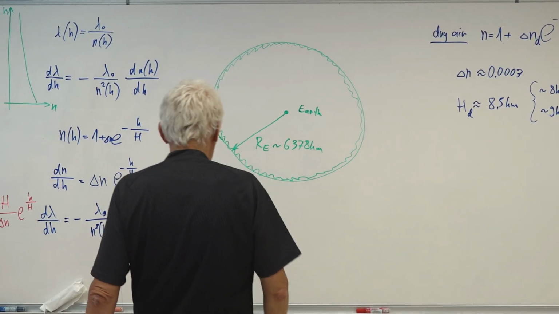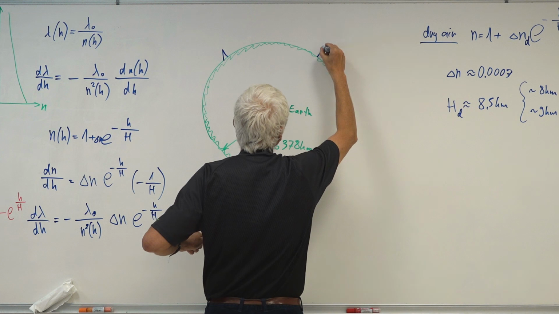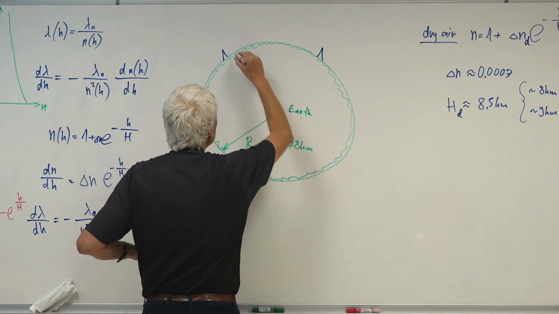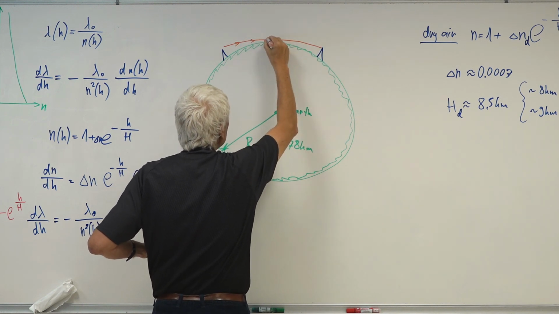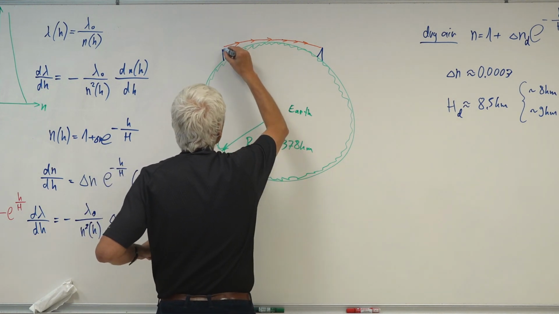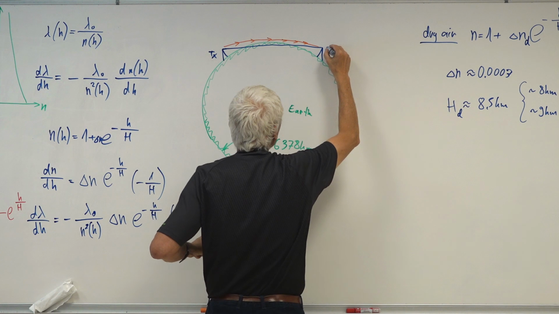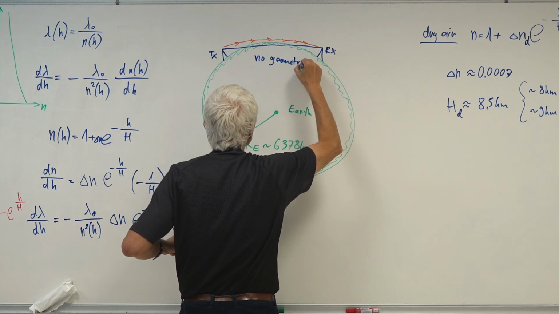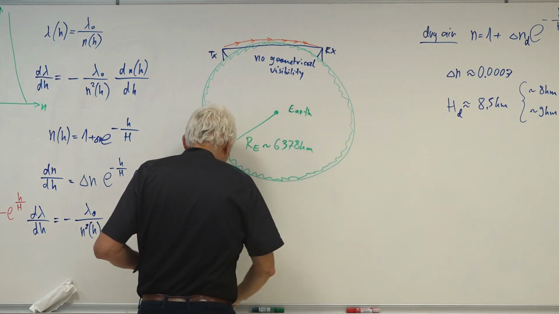What does that mean for the radio wave? If I have a mountain over here and a mountain over here, the radio wave now follows not a straight line, but a curved path. And even if these two sides are not visible directly to each other, so if I draw the straight line here from one transmitter to the receiver, even if there is no geometrical visibility, there may be a radio visibility.